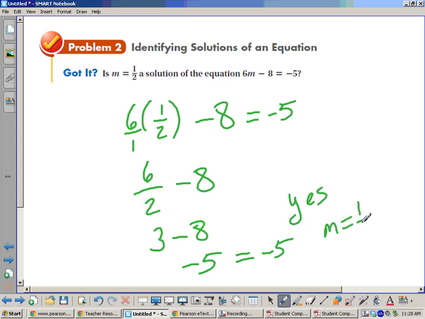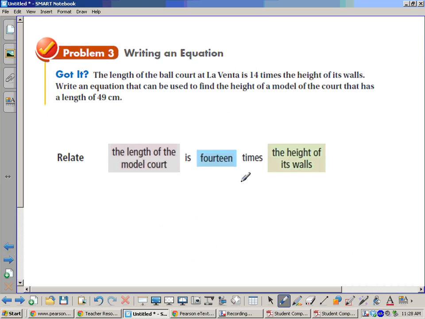M equals 1/2. That is a solution because we were testing. Had we gotten a different answer than negative 5 down here, then we would have said no solution or not a solution. You're going to be dealing with some word problems today, and you're going to build an equation.